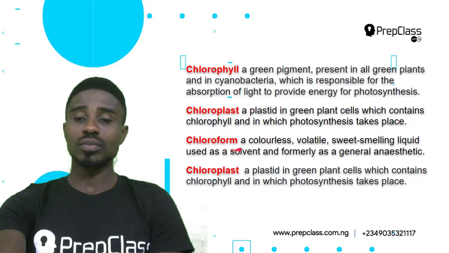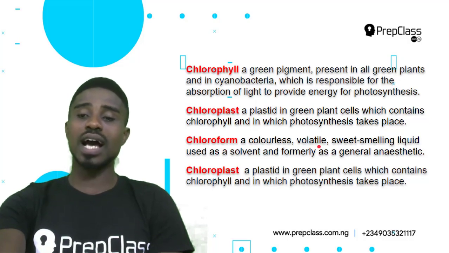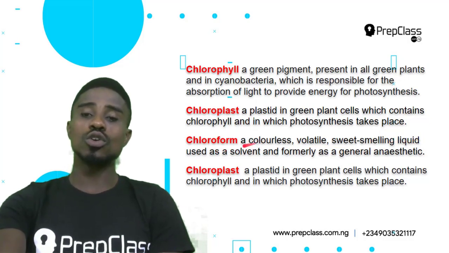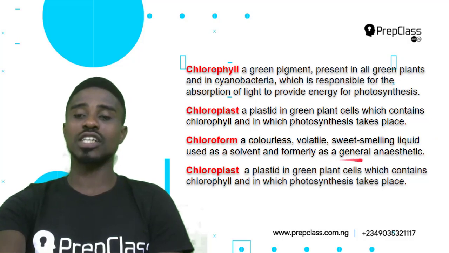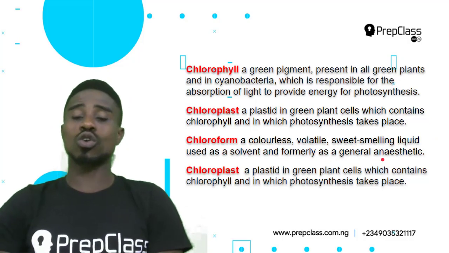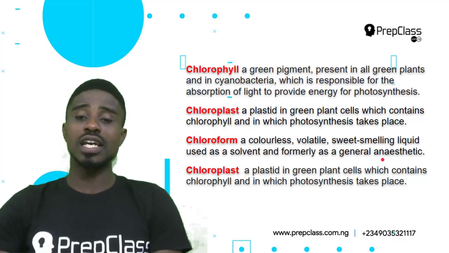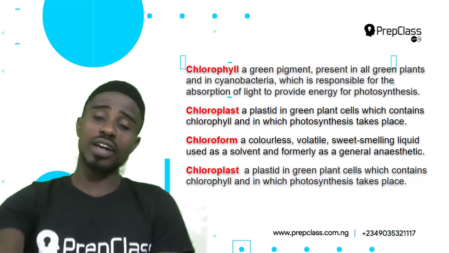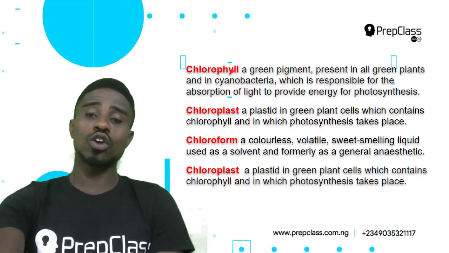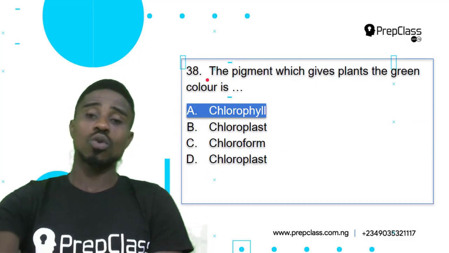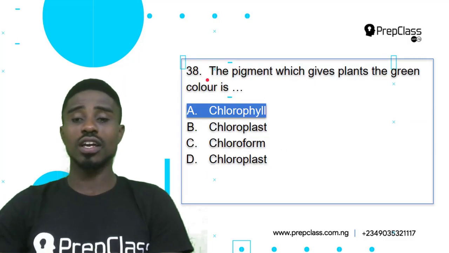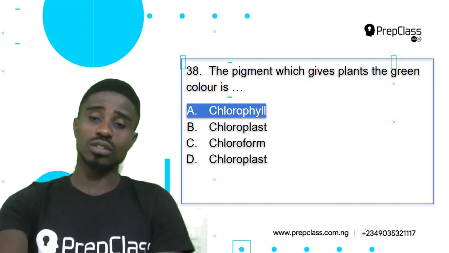Chloroform, a colorless, volatile, sweet-smelling liquid used as a solvent and formerly as a general anesthetic. Alright, so our correct answer is chlorophyll. Let's check it out. Question 38, option A, chlorophyll is our correct answer. Let's look at the next question.